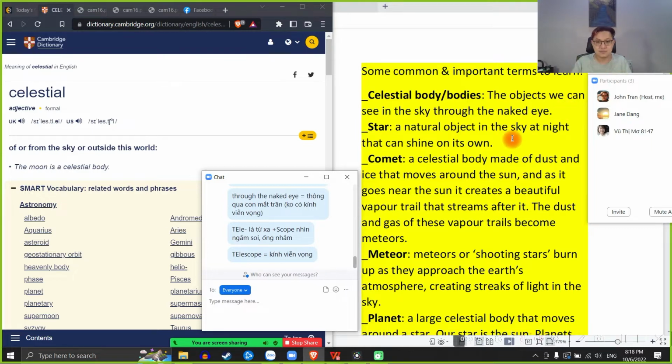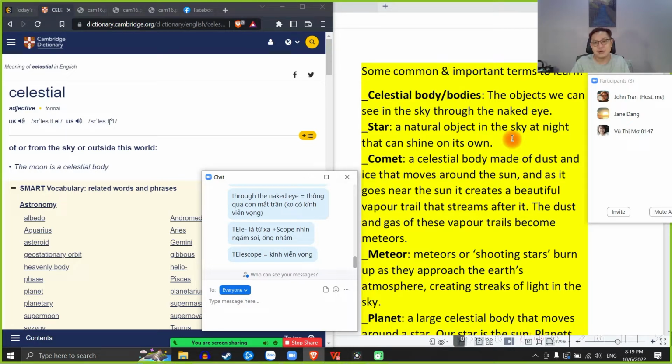So star. Star, a natural object in the sky at night that can shine on its own. Okay, own, cẩn thận, O-W-N, on its own. Own, nó phải hiểu điệu xíu. On its own. Phải tập cái này nha, mấy cái chữ own này gặp rất nhiều luôn trong tiếng Anh. You need to practice own, you know.